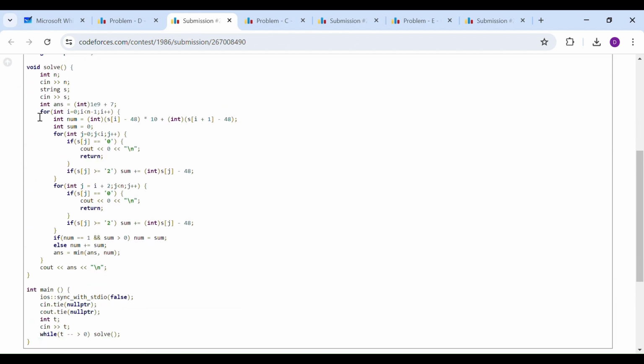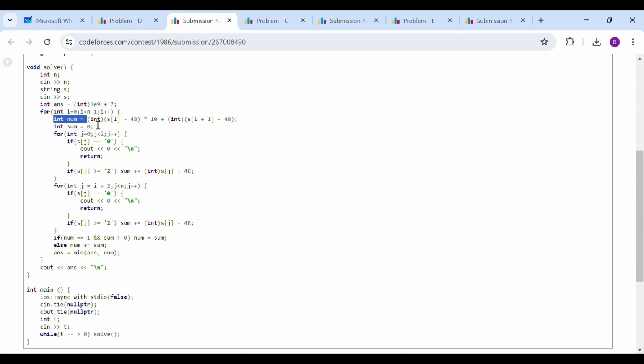Okay, first of all, this loop will consider all pairs from 0 to n minus 1. I and I plus 1 is my currently 2-digit pair. I find what is the value of my 2-digit pair, and then I iterate behind and iterate ahead. If I find 0, I directly print 0. And if I find a number more than equal to 2, I add it. If I find 1, I don't need to do anything because multiplication by 1 gives us the same answer.